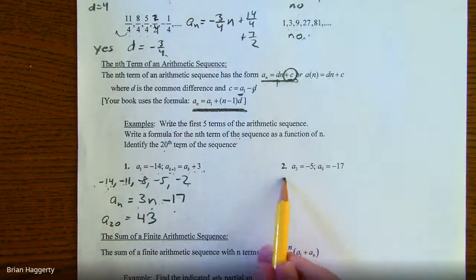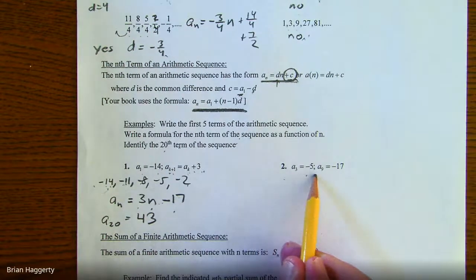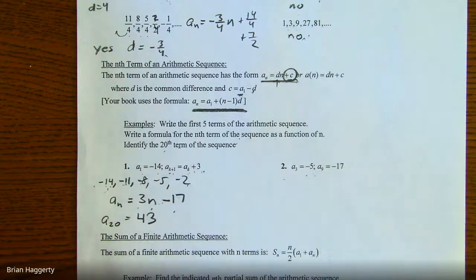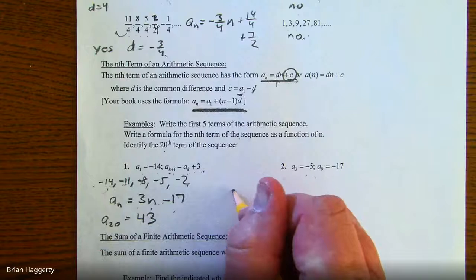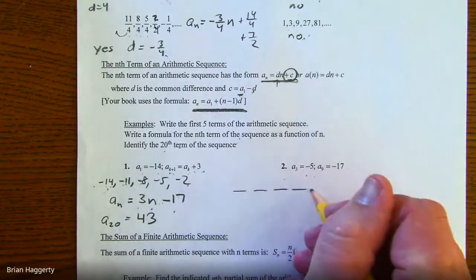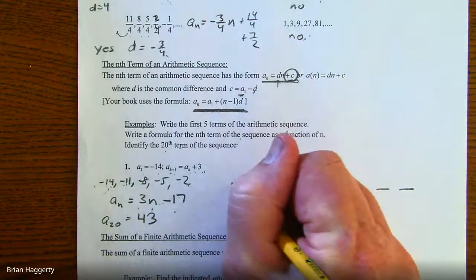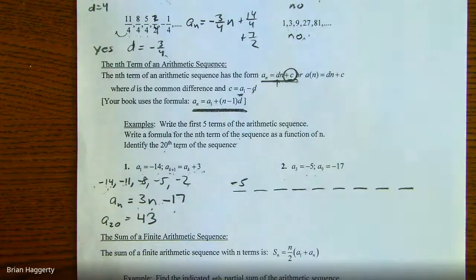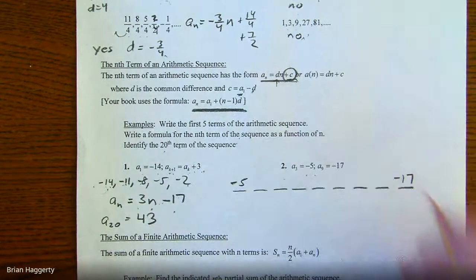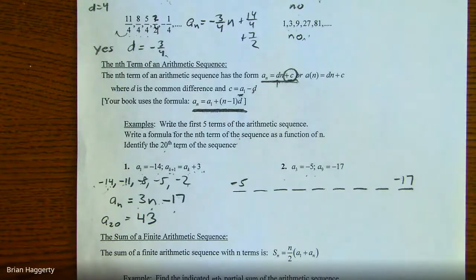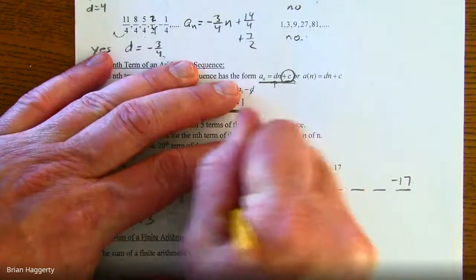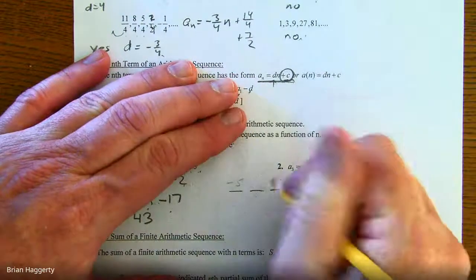All right, number 2 here. A sub 1 is -5. A sub 9 is -17. So I'm going to kind of flesh this out to give you a visual. So we have 1, 2, 3, 4, 5, 6, 7, 8, 9. The first term is a -5. The ninth term is a -17. Not the first. Oh, third. I apologize. -5 is here.